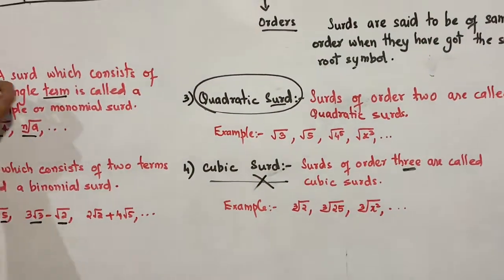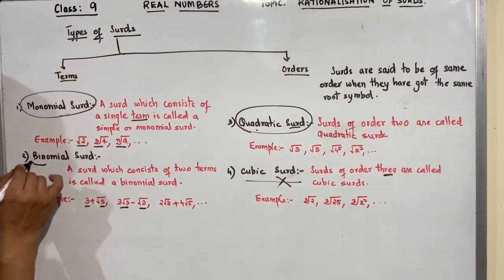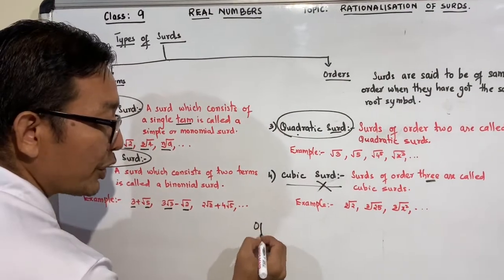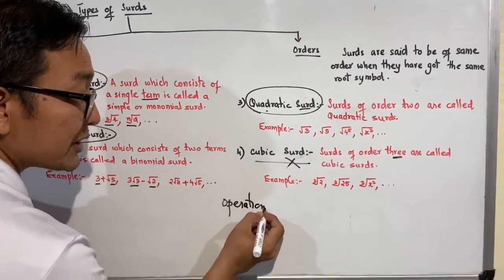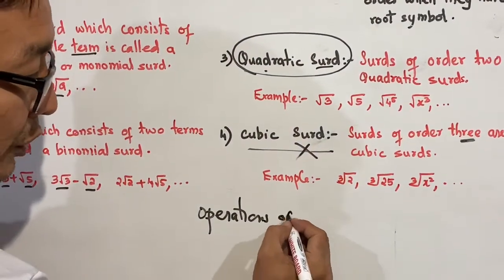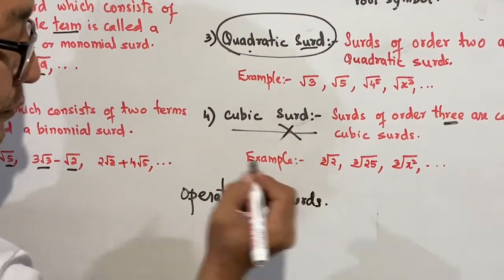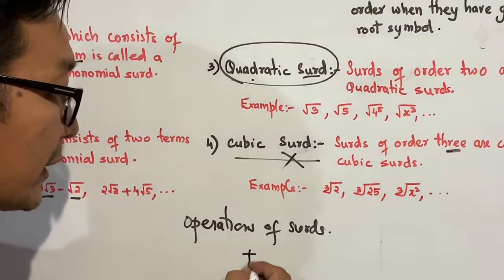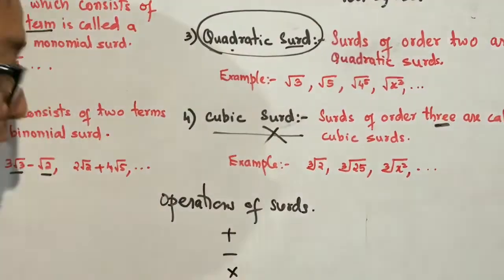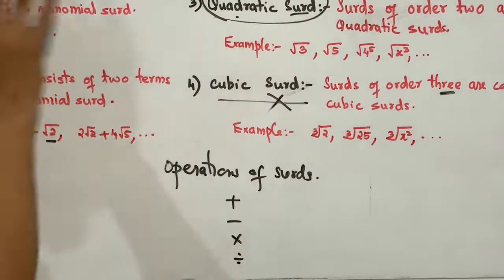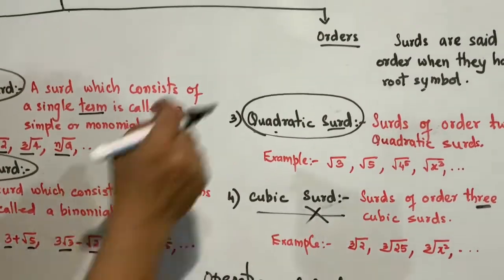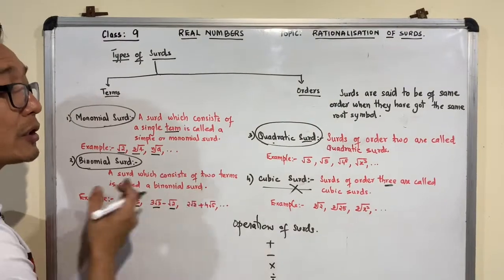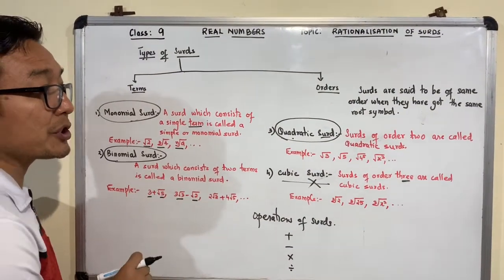Monomial surd, quadratic surd, binomial surd. Let me see the names. Operations of surds. Rationalization of surds.